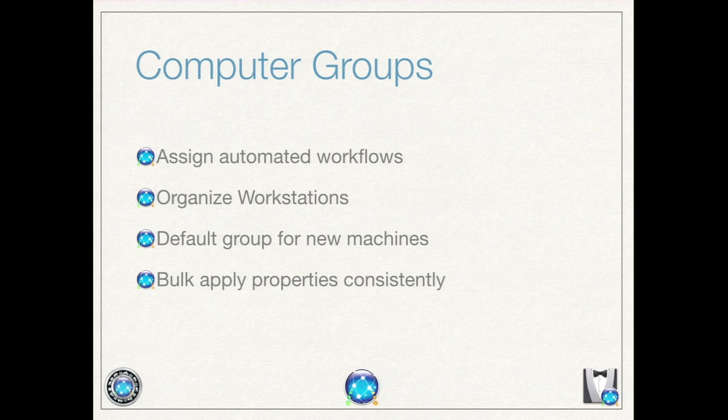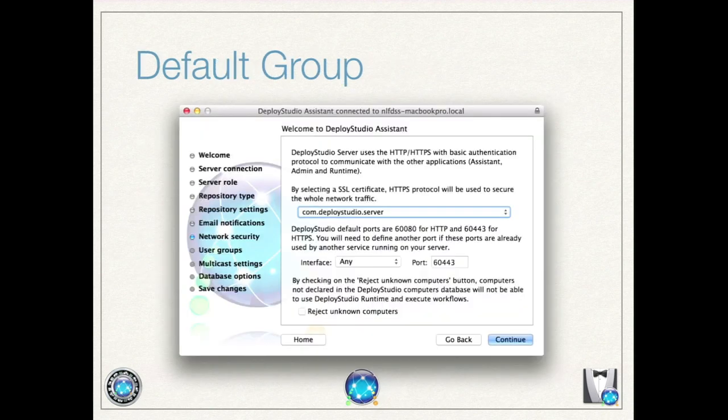And then it also allows you to bulk apply properties consistently. Things like if you want a local hidden admin account on all the machines, you can go through and say the same username, short name, and password and apply it to those 35 machines as opposed to having to do it one by one. One of the things that you have to know about the default group function is you need to not check reject unknown computers. Otherwise, it will not allow you to add new computers to the database and therefore they will not be added to a default group.